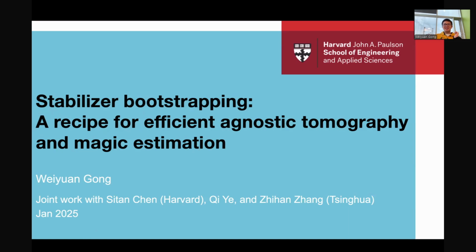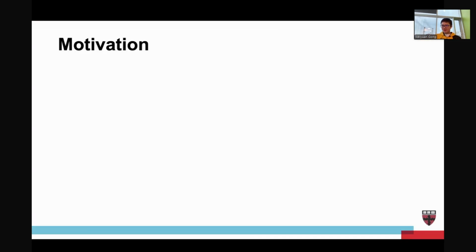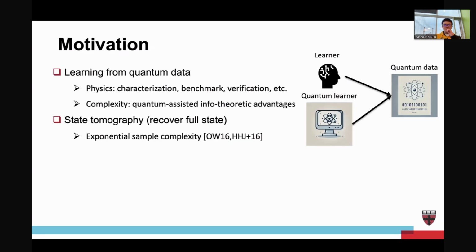Okay, we begin with a very brief motivation. This work is part of a more general topic, learning from quantum data. I think you are very familiar with this topic, and I just briefly mention there are two kinds of motivation for learning from quantum data. From a physics perspective, we need to learn from it in our labs. We need to do characterization, benchmarking, and verification on our experimental devices.